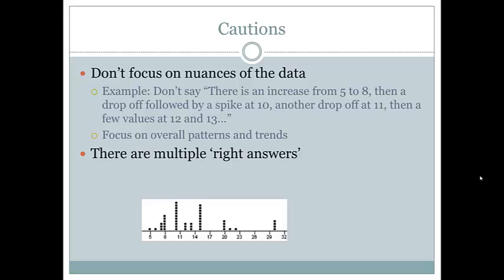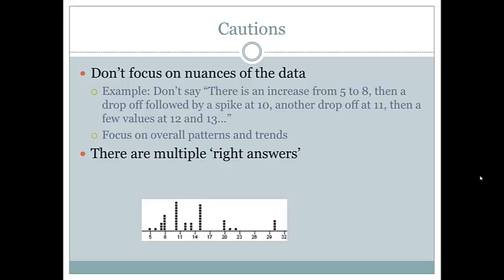A few words of caution when you're looking at dot plots and trying to describe them. First, the biggest mistake we see in students is that they focus on the nuances of the data. Students will say something like, there's an increase from 5 to 8, then a drop-off, followed by a spike at 10, another drop-off at 11, then a few values at 12 and 13. They're really focusing almost on every little detail of this distribution.